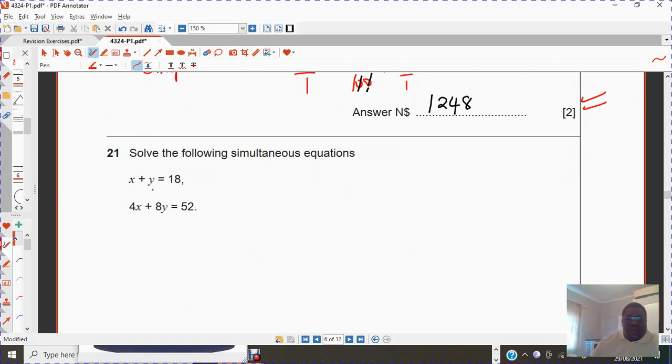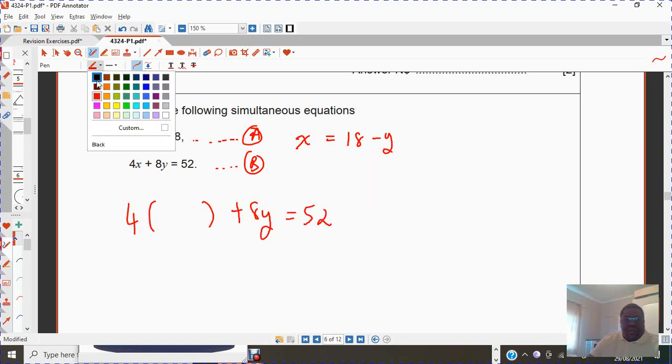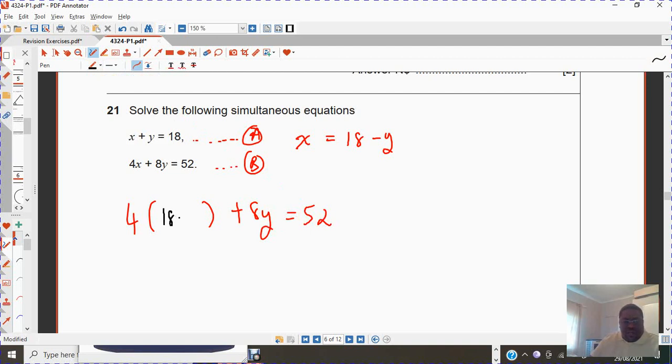Well, this could be my equation A and this could be my equation B. So I can make something the subject of the formula. This is a 3-mark question. Whatever method you prefer is totally up to you. So I'm going to make x the subject of the formula. So x will be 18 minus y. I would then substitute this into B. Everywhere we have an x, I'm going to substitute it with that value. So this x now becomes 18 minus y.